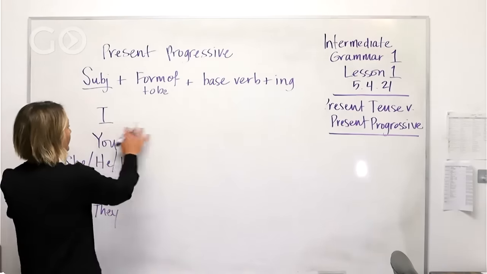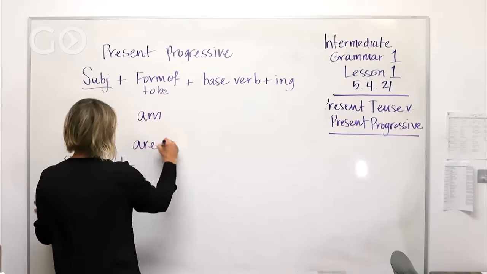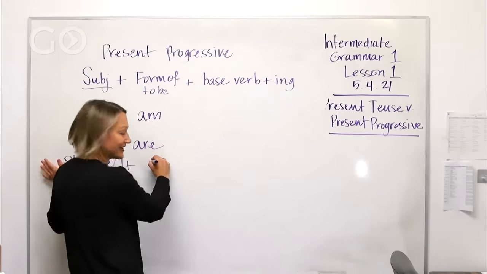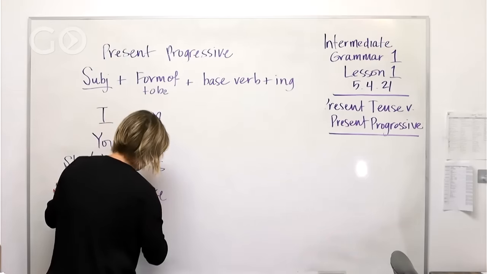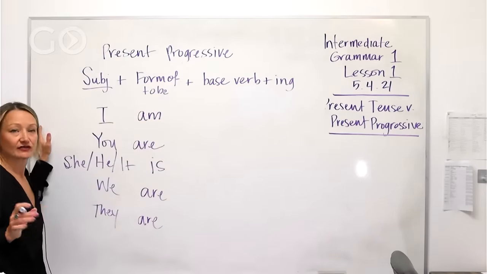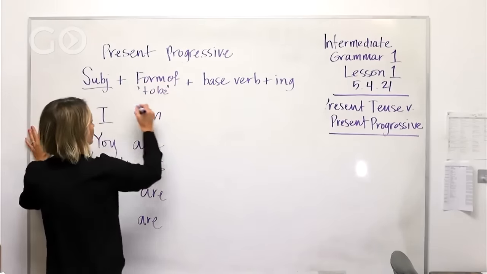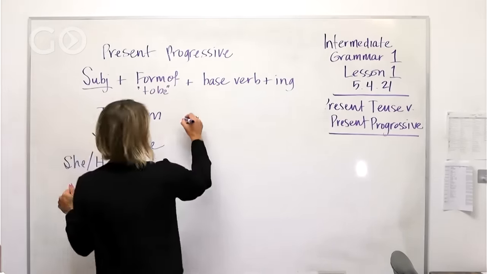So for I, we're gonna use am. I am, you are, he, she, it is, we are, and they are. Okay, that's just the simple present tense of the verb to be, okay? So good job. Now let's add another verb.